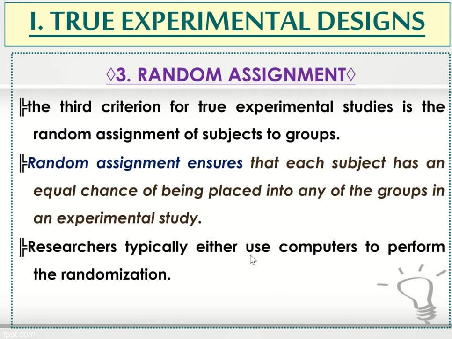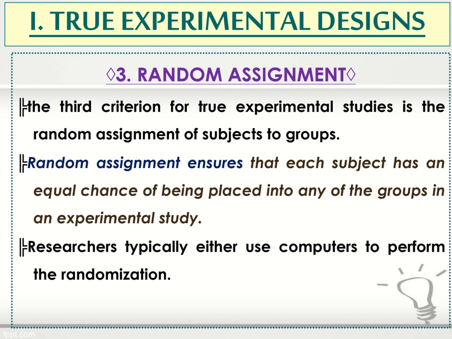Okay, so tuloy tayo sa pangatlong criterion. The last criterion for true experimental studies is the random assignment of subjects to groups. So random assignment ensures that each subject has an equal chance of being placed into any of the groups in an experimental study.